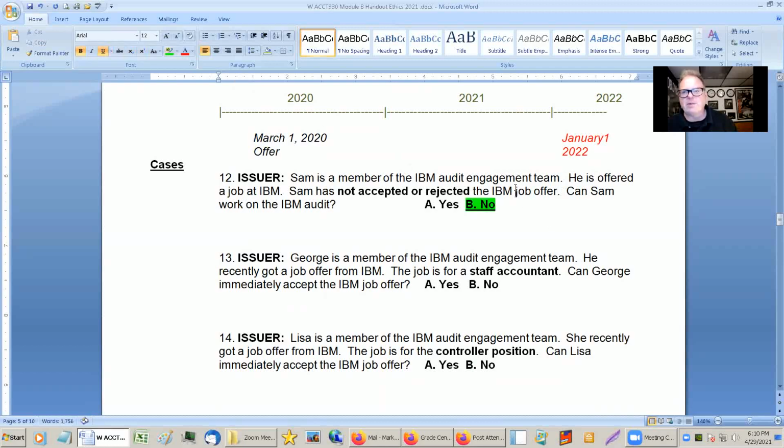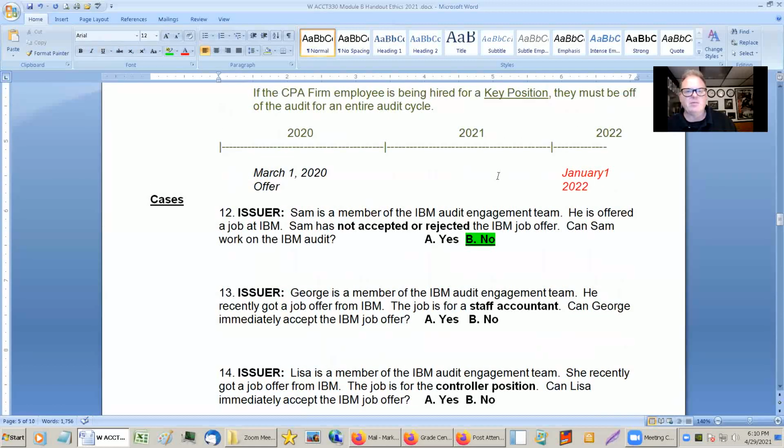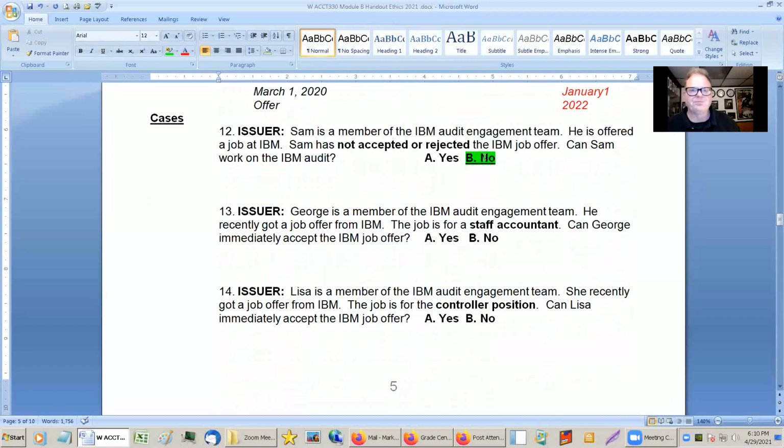Now you may say, well, it doesn't matter. This is just for any job offer. No, this isn't only for a key position. This is for any job offer, so take them off the audit.